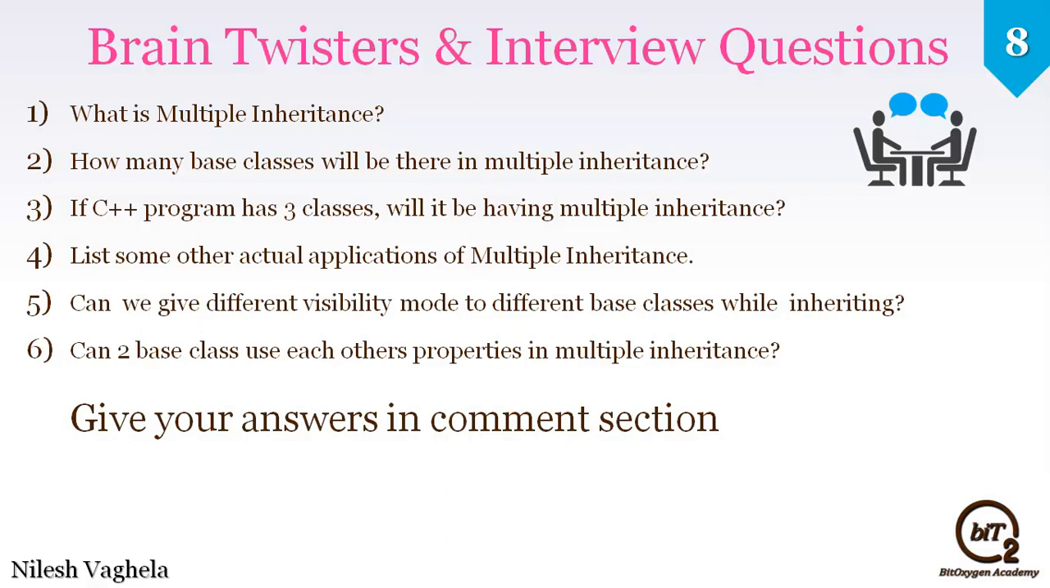Can we give different visibility modes to different base classes while inheriting them, or is it compulsory to have the same visibility mode for all base classes? Can two base classes use each other's properties in multiple inheritance using inheritance only?